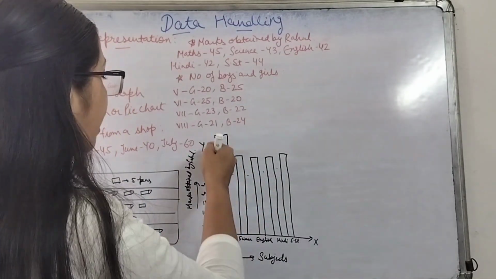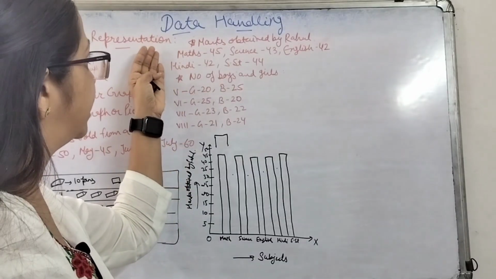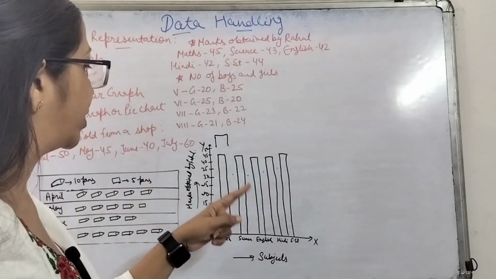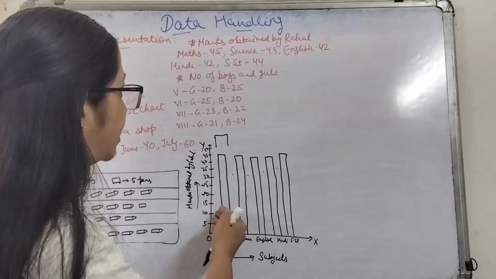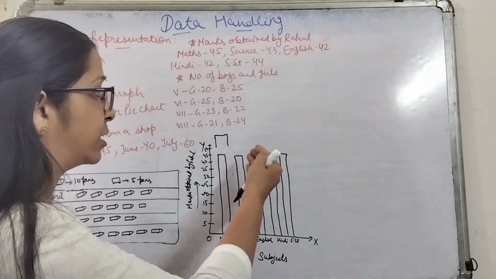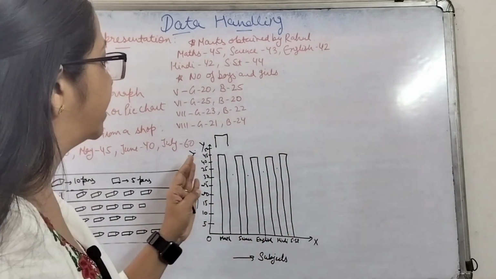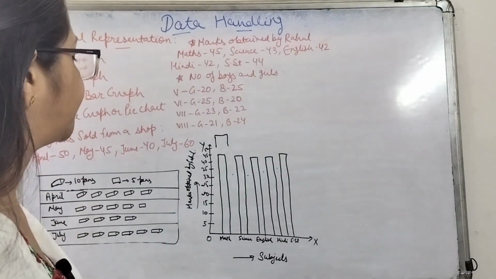Height of the rectangular bar is showing our data. That means your marks obtained over here. In this case, your data is marks obtained. So height is showing your marks obtained. So this is how we can represent data, and it is very easy to understand in which subject he has secured highest marks, in which subject he has secured lowest marks. So by seeing your graph, it becomes very easy to understand or make inferences from the data.